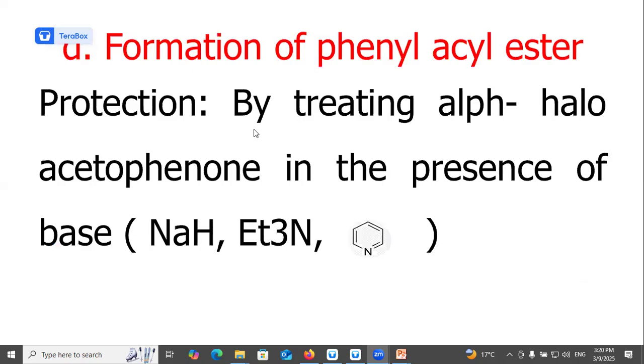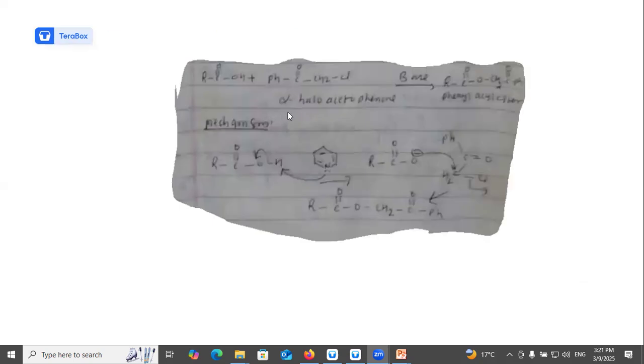Formation of phenacyl ester protection by treating with alpha haloacetophenone in the presence of base. Alpha haloacetophenone treated with acid in the presence of base will get phenacyl ester. In the case of pyridine, triethylamine or sodium hydride, the lone pair of this nitrogen in case of pyridine attacks this hydrogen, and the electrons are abstracted by this oxygen due to higher electronegativity of this oxygen, and the negatively charged oxygen attacks the chloride carbon and we will get phenacyl ester.